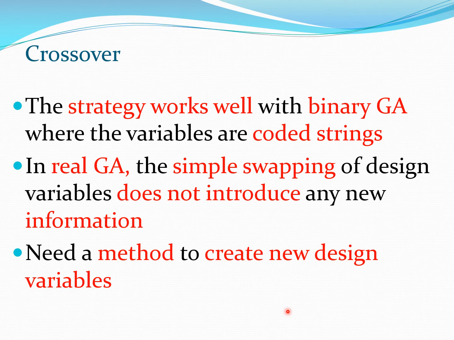So this strategy which we outlined just now works well in binary GA when the variables are coded strings. But in real coded GA, a simple swapping of design variable would not introduce a new point. Essentially, you still have that same point xf4 and xm4 which you had before. So they have just been shuffled, but these are not necessarily very good points to discover new parts of the design space. So we need a method to create new design variables which is unique to this real coded GA and the use of floating point numbers.